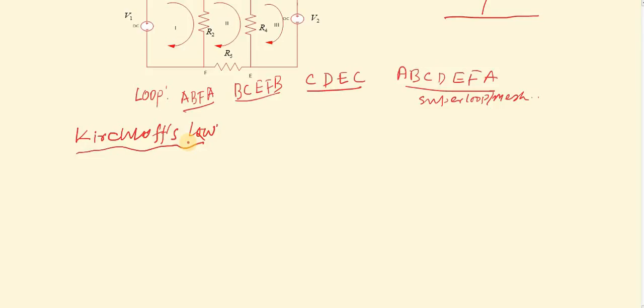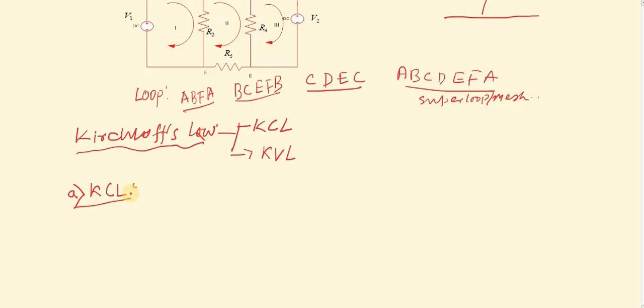Now, what are Kirchhoff's laws? Kirchhoff's laws are of two types. One is KCL, Kirchhoff's current law. Another is KVL, Kirchhoff's voltage law. First we will discuss KCL, that means Kirchhoff's current law.